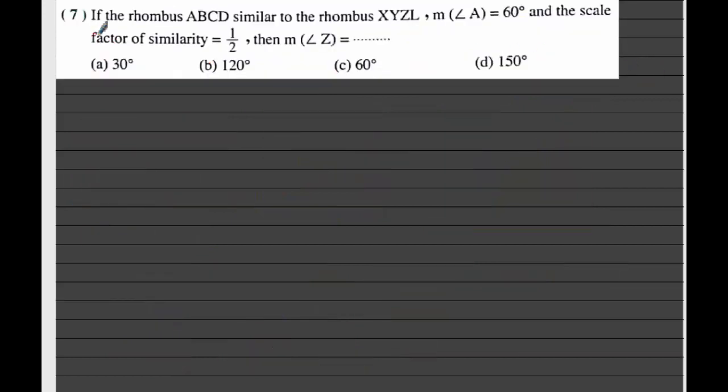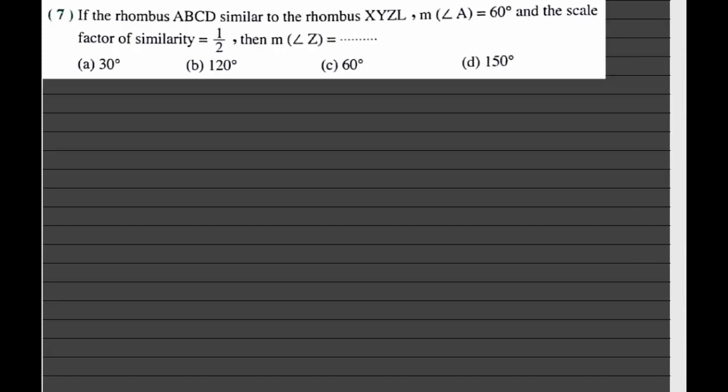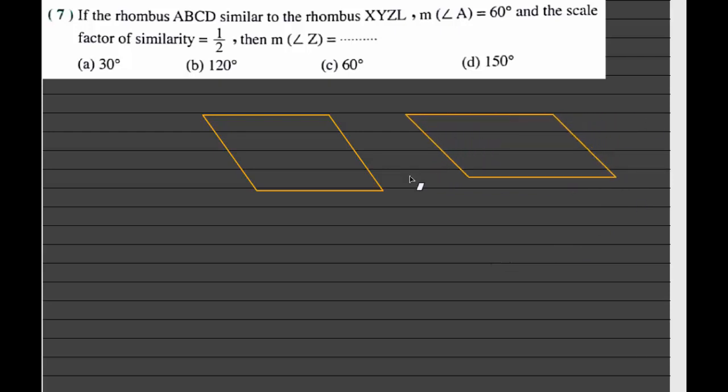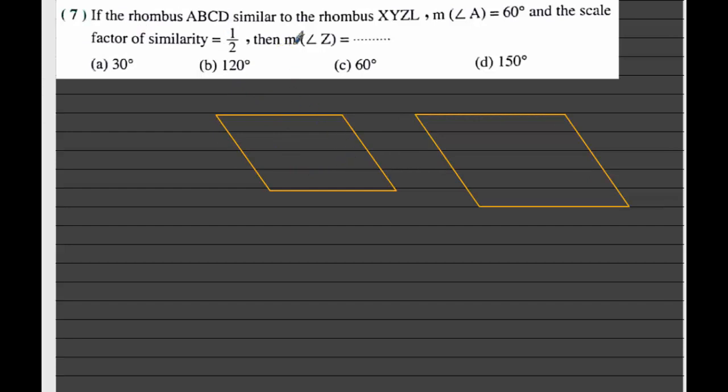Next question. Question number 7. If the rhombus ABCD is similar to the rhombus XYZL, okay, so I'll draw two rhombus. We have two similar rhombus, because they said here if the rhombus ABCD is similar to XYZL and the measure of angle A equals 60 degrees. So we have ABCD is similar to XYZL in the same order.